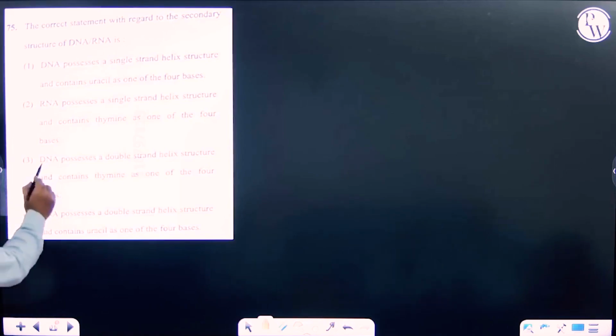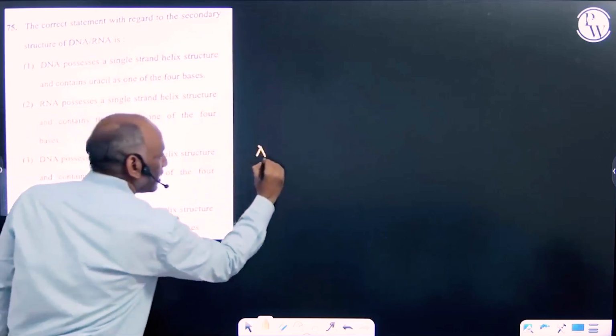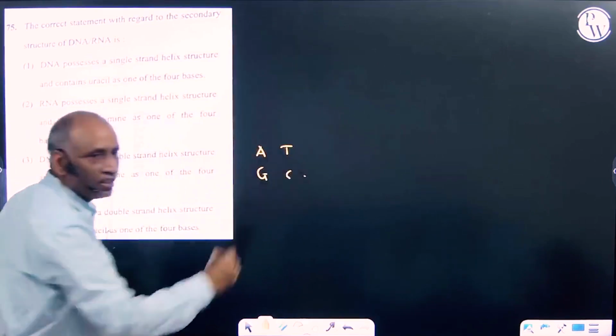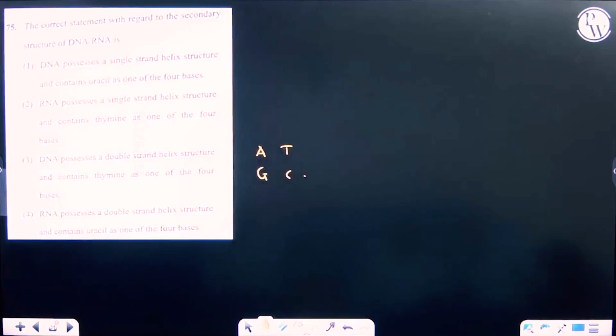So DNA possesses a double helix structure, and thymine is one of them. And this you have been repeatedly shouting: a double helical structure, base pairing principle will operate. Always ATGC you will be writing. So this thymine will be present in DNA. So you need to be careful, and there should not be any error from a biology student.